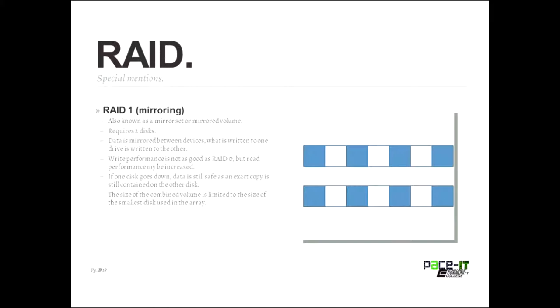One of the advantages is that if one disk goes down, your data is still safe because you have an exact copy on the other disk. So if one drive goes down, no problem, you still have the data, you remove the bad disk, you put in a new disk, you create a new mirror, and you're good to go. Now, one of the bad things about RAID 1 is the size of the combined volume is limited to the size of the smallest disk used in the array.